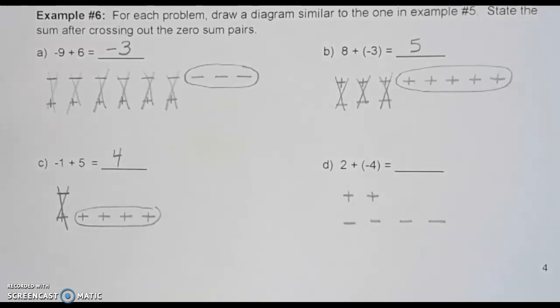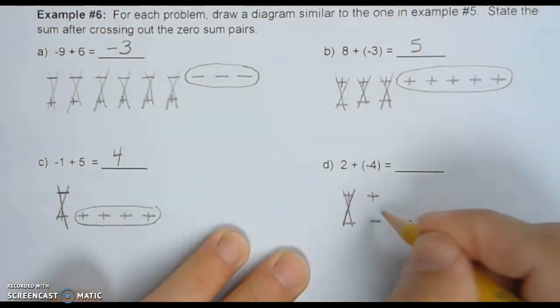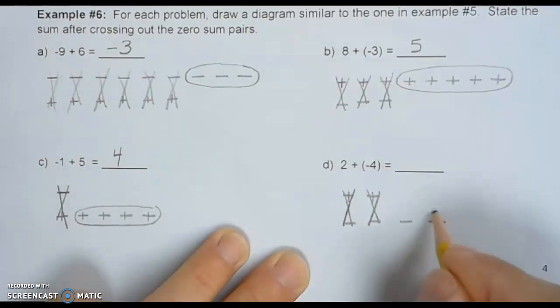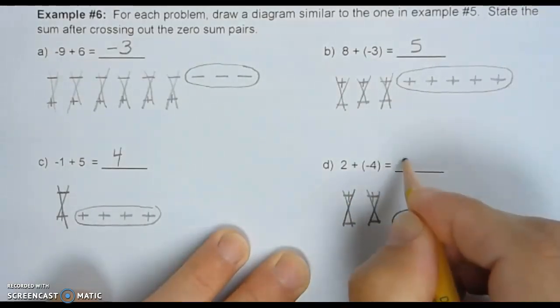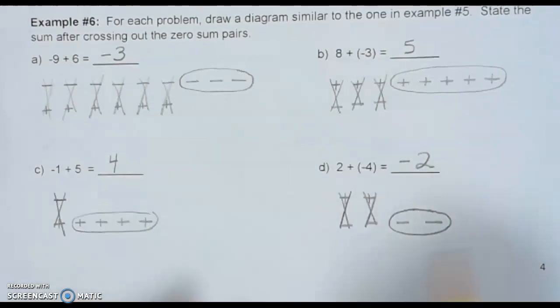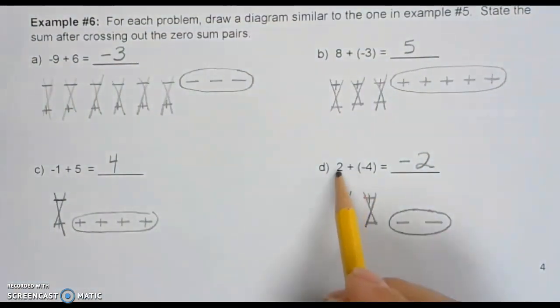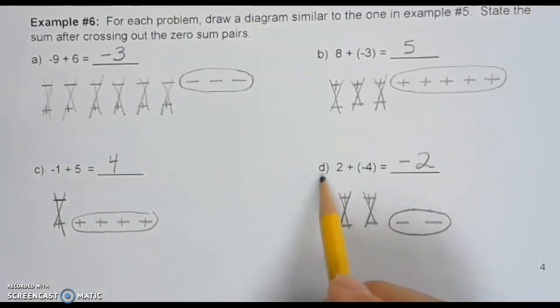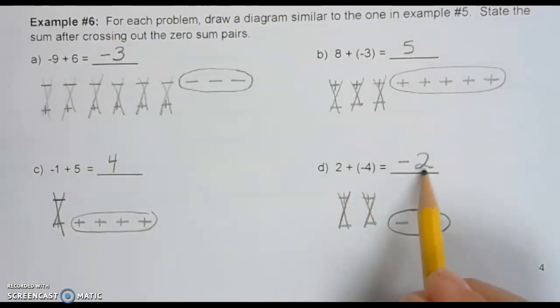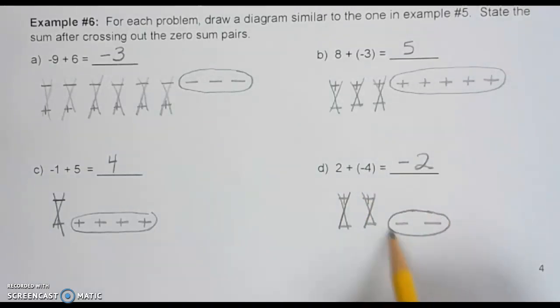Finally, in example D, we have 2 plus -4. So I've got my 2 positives, I've got my 4 negatives. Let's cross out our zero-sum pairs. There's a 0 there, there's another 0, and we have 2 negatives left over. 2 plus -4 is equal to -2. And again, when the signs are different like that, that relates to a subtraction. 4 minus 2 is 2, and they were negative because we had negatives left over.